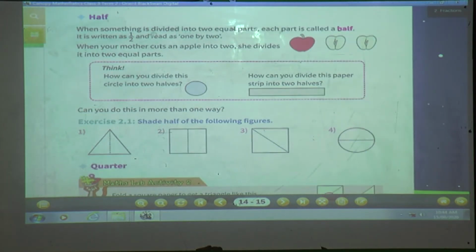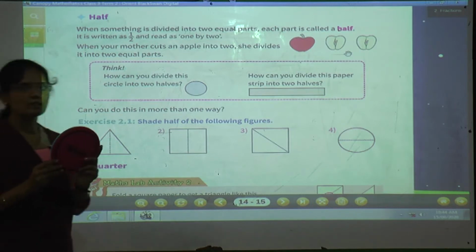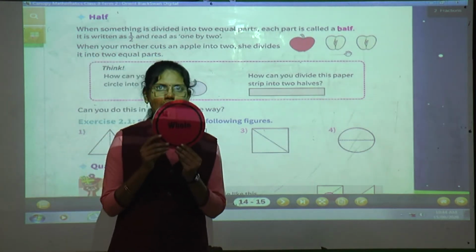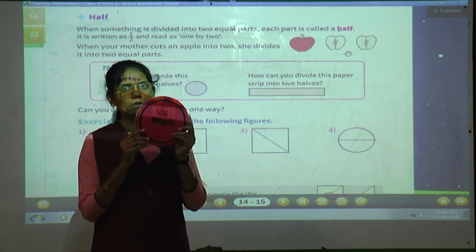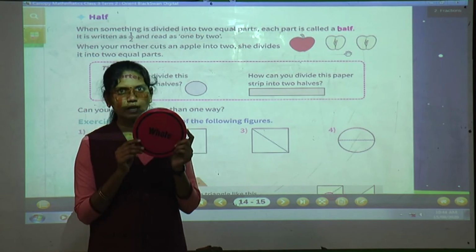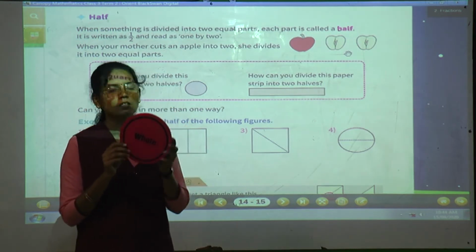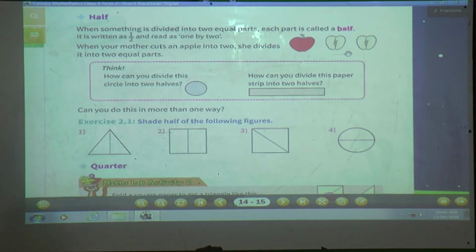What is meant by half? Just now I told you, when we divide one square paper into two equal parts, each part is called a half. Half means, when something is divided into two equal parts, each part is called a half. Now see here, one square. If we divide this square into two equal parts, we will get one half.